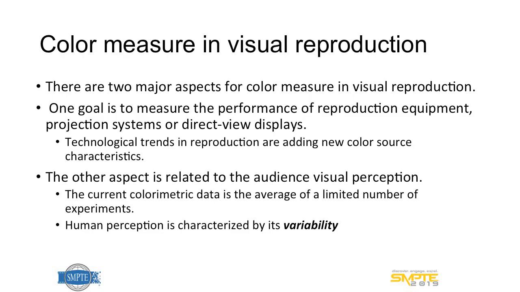So in visual reproduction, you can divide the goals of the accuracy of the visual reproduction into two different things. One goal is to measure the performance of the reproduction equipment, and I mean it's independent of any specific audience, any specific user of a theater. The other aspect can be related to the visual perception. And as I said, the Standard Observer is based on a very limited set of people, and the variability of perception is large. I mean, there are a lot of different characteristics, depending on the people.